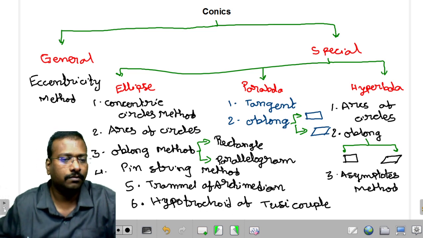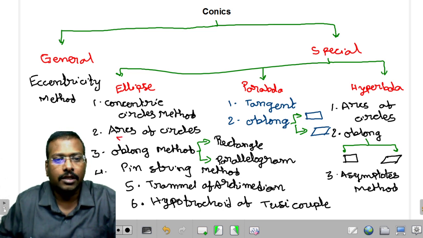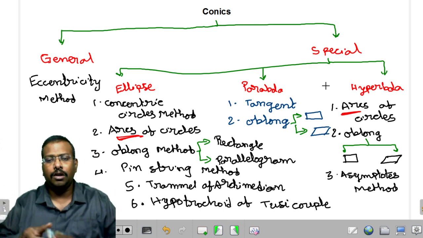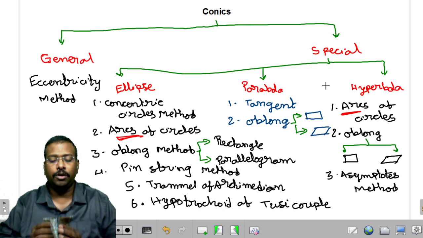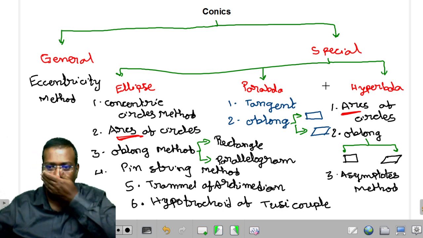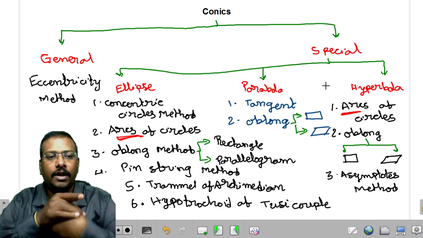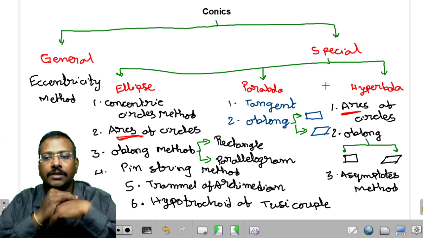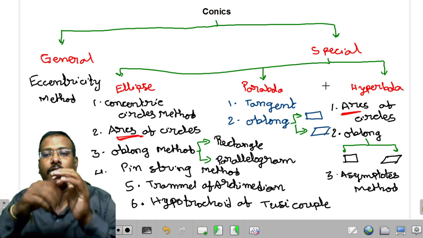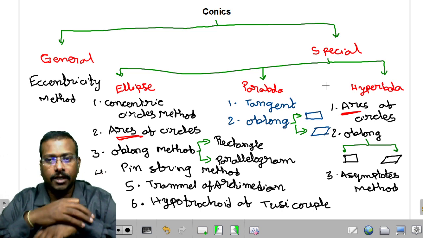Here if you observe the arcs of circles method here and here, both have the same name, but with a small one-step difference, and we can remember both. Only one step differs between the ellipse arcs of circles method and the hyperbola arcs of circles method. So I will explain these 2 simultaneously, and you can know where that difference comes.